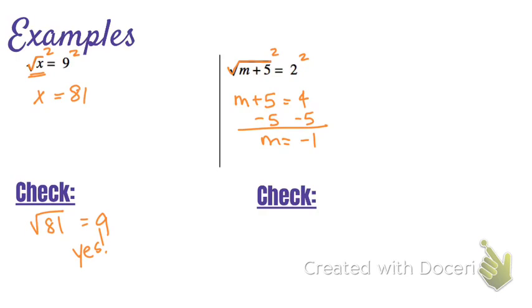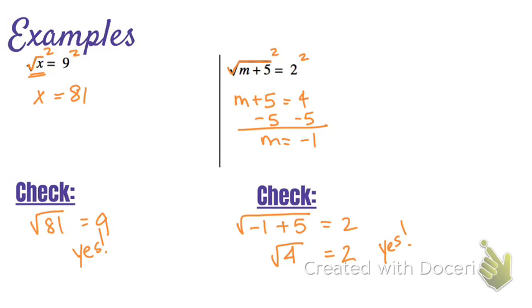So let's double check and make sure m does equal -1. So I'm going to take that original equation, but instead of m, I'm going to write -1 plus 5 equals 2. So -1 plus 5 is 4. So this is the square root of 4 equals 2. And the square root of 4 does equal 2. So that is a solution.